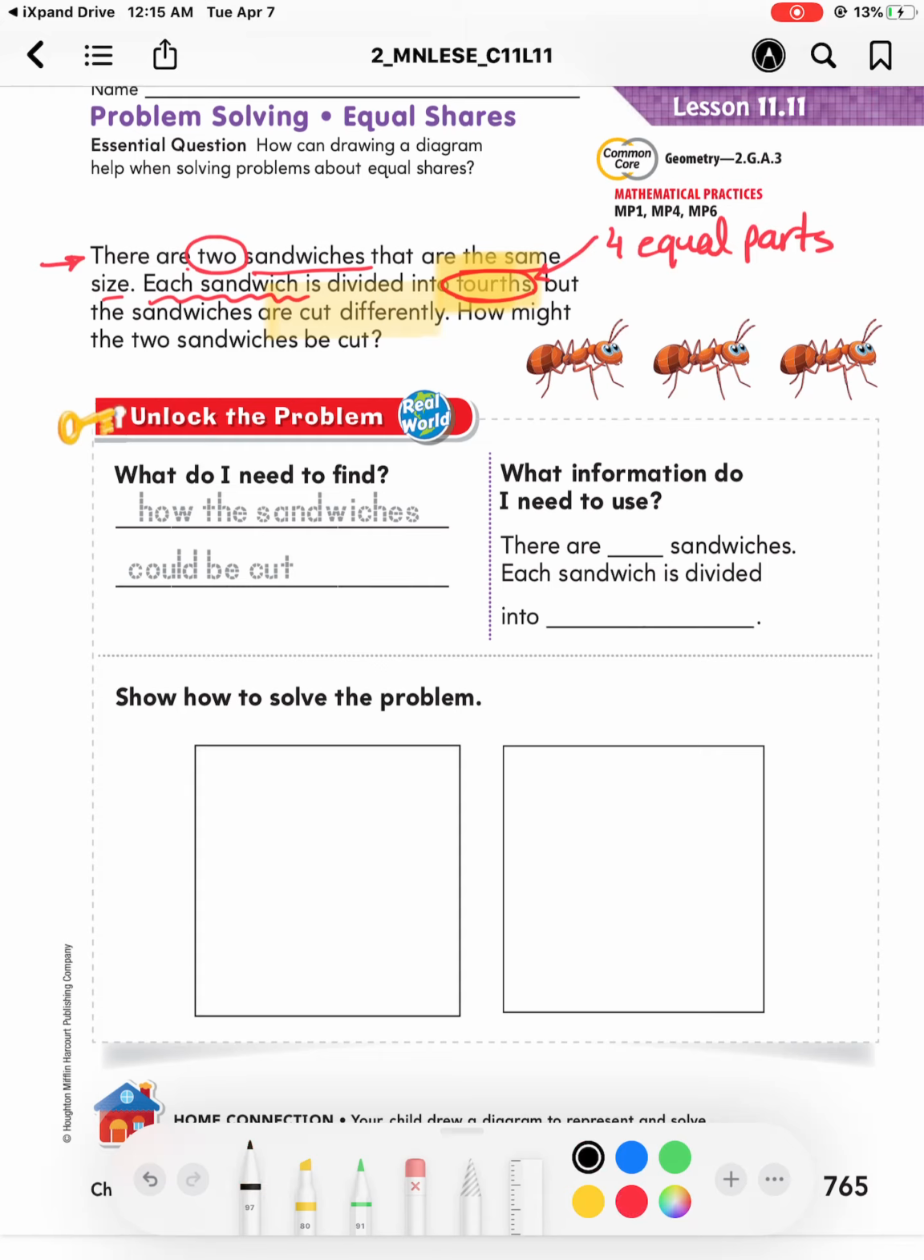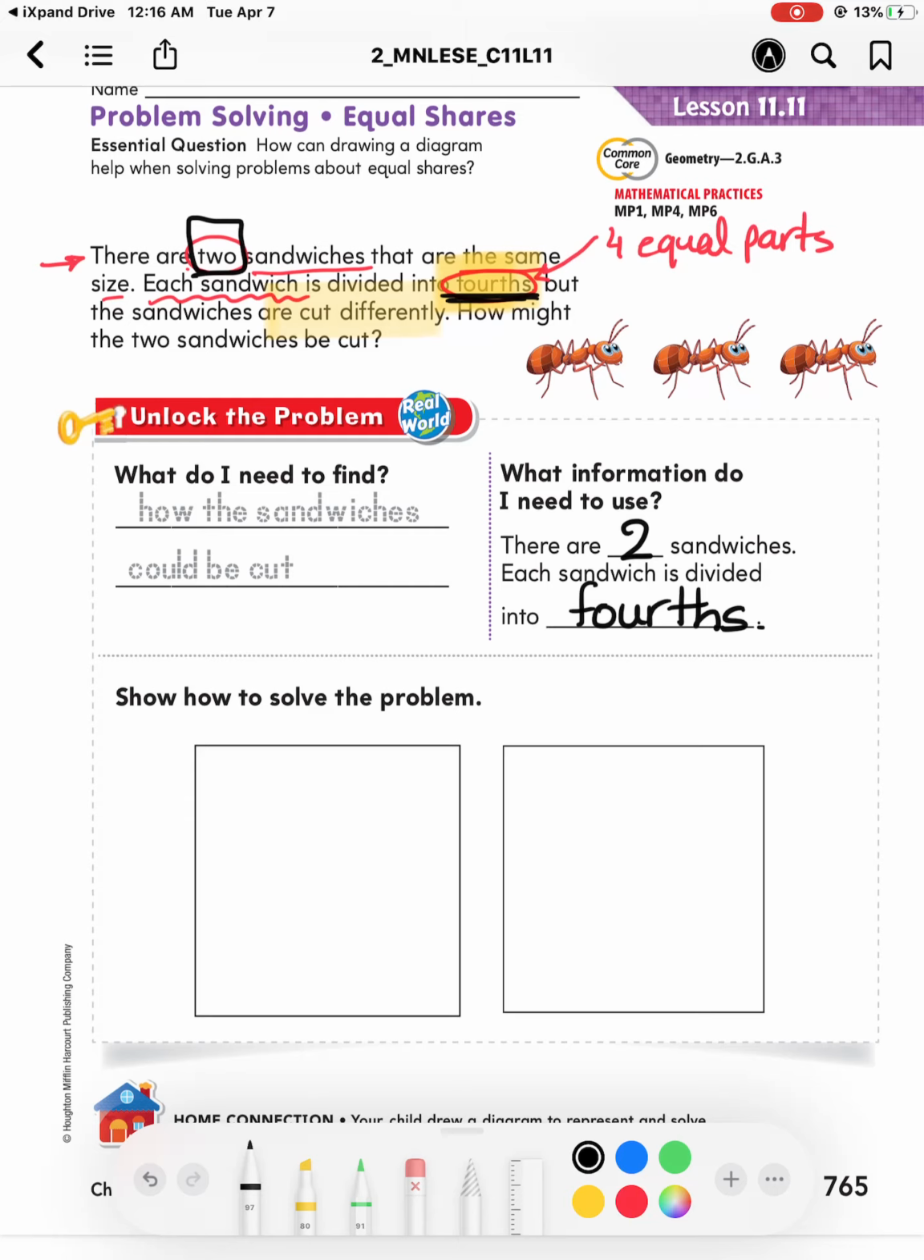Let's do it together. There are how many sandwiches mentioned in the problem? How many sandwiches? 2. Excellent. And each sandwich is divided into how many parts? What do we call it? Let's go back to the question and read. Each sandwich is divided into fourths. The word that you highlighted it. Fourths, okay? Now, what does it mean that the sandwiches are divided into fourths? It means that each sandwich is divided into 4 equal parts, okay?